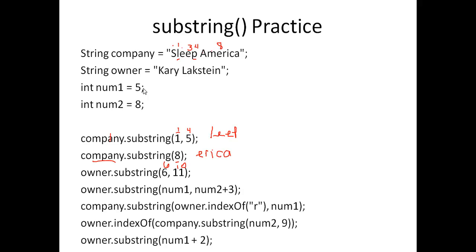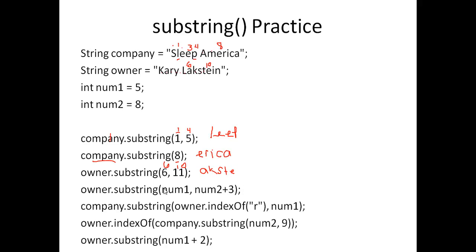And so we're looking in owner, and we're starting at 6. So 0, 1, 2, 3, 4, 5, 6. And then we're going all the way to 10. 7, 8, 9, 10. So this is going to return the substring A, K, S, T, E.